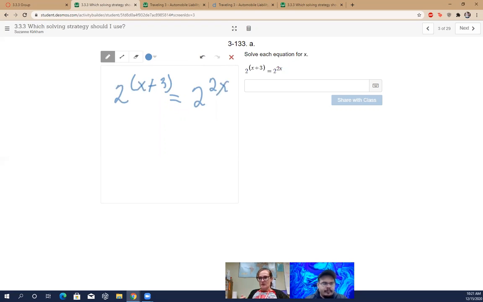All right, so what do we need to do to solve for x? Minus the 3? Yeah, we can minus the 3. Okay, so we're going to go x plus 3 equals 2x, right? We just need to look at the powers. That's all we need to worry about right now. Just the powers, because the base is the same. Okay, so x plus 3 equals 2x.